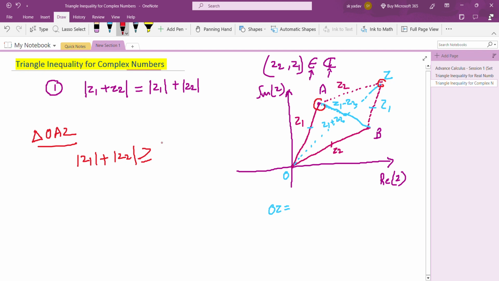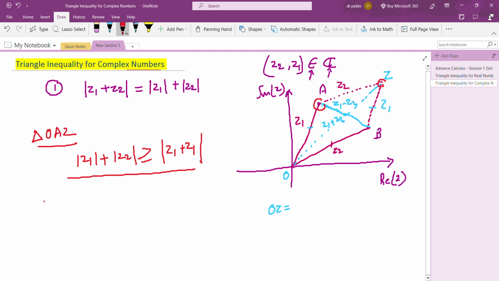So the third side will be OZ, which is equal to Z1 plus Z2. This is basically how we think about the triangle inequality in the case of complex numbers.